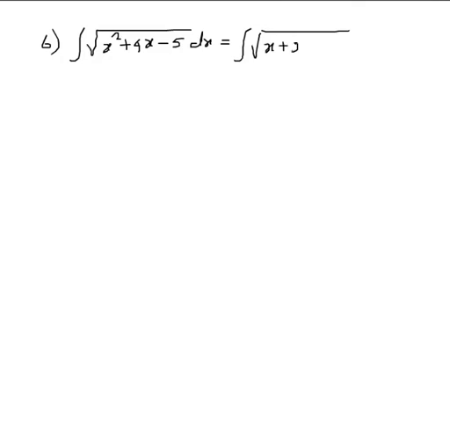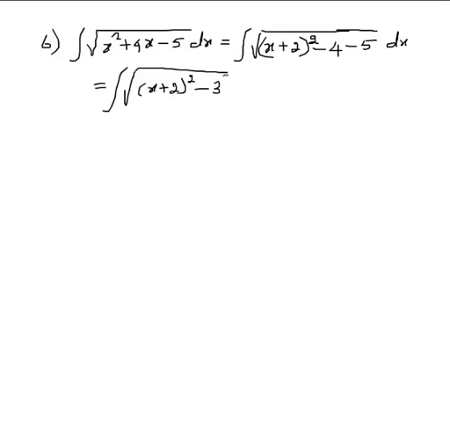Question 6, same type. Integral root of x square plus 4x minus 5 dx. Let us complete the squares. Integral root of (x plus 2) the whole square, subtract the b square term and minus 5 dx. Root of the integral is there. (x plus 2) the whole square minus 9, which is 3 square.